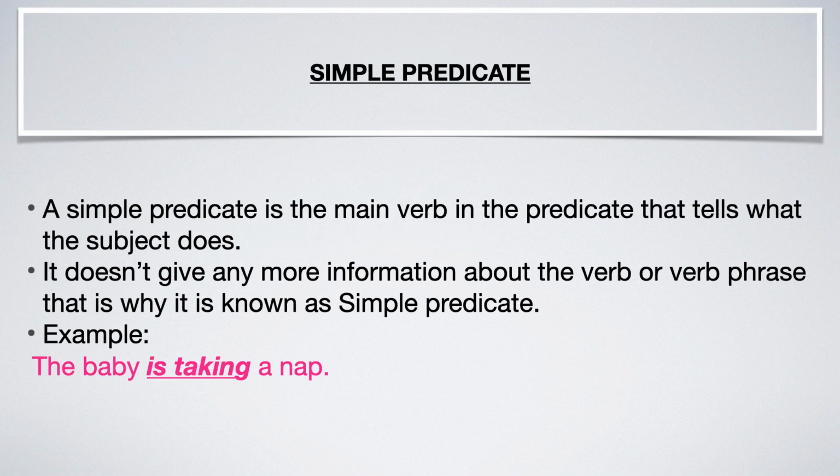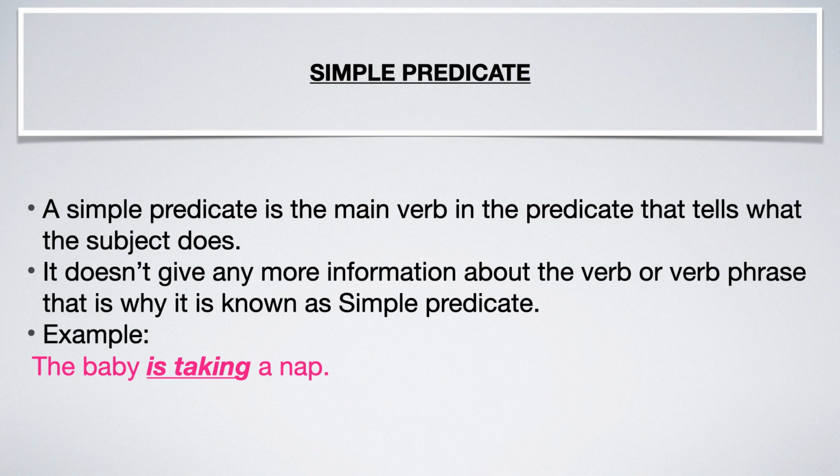First one is simple predicate. A simple predicate is the main verb in the predicate that tells what the subject does. It doesn't give any more information about the verb or verb phrase. That is why it is known as simple predicate.